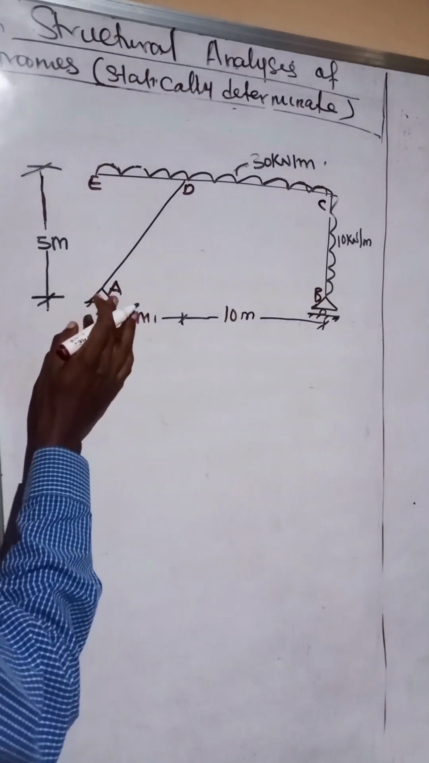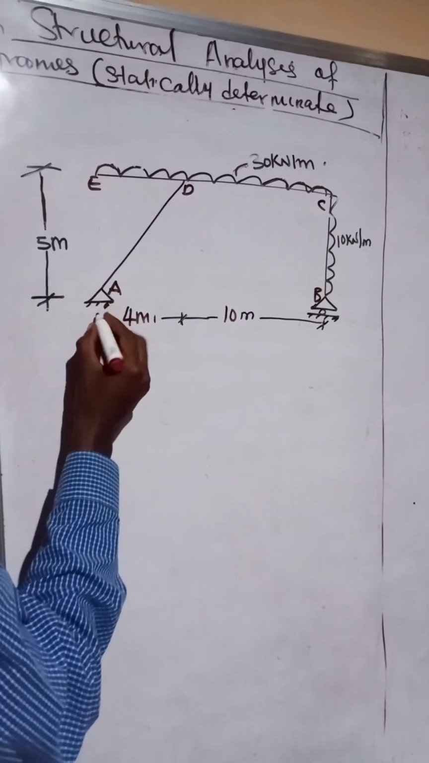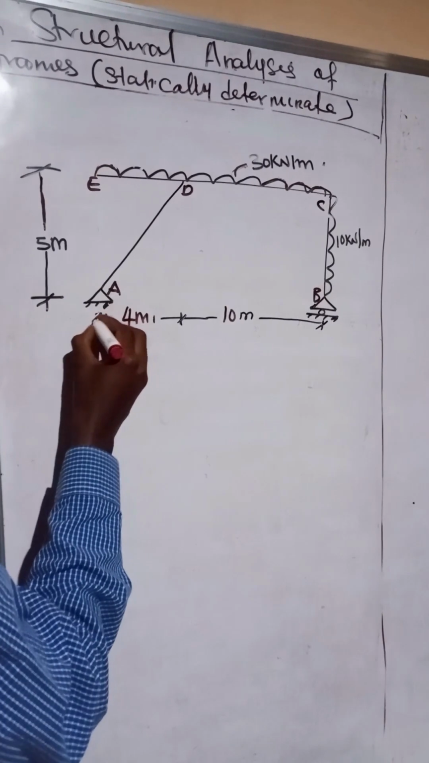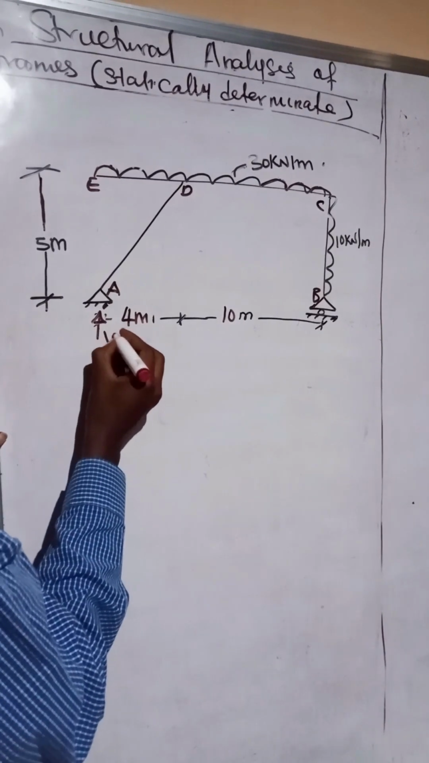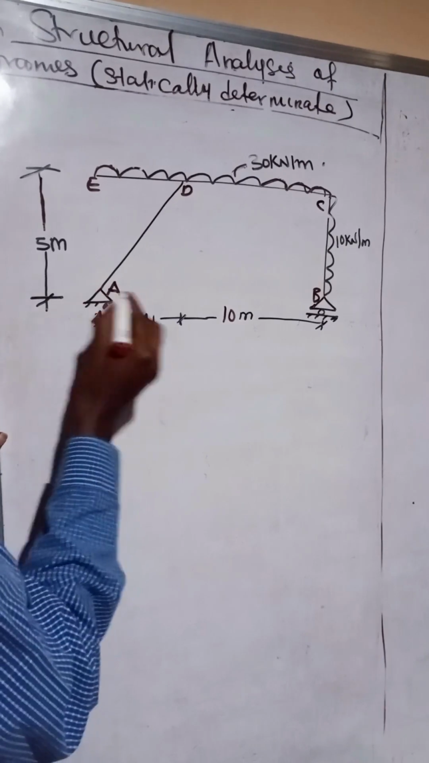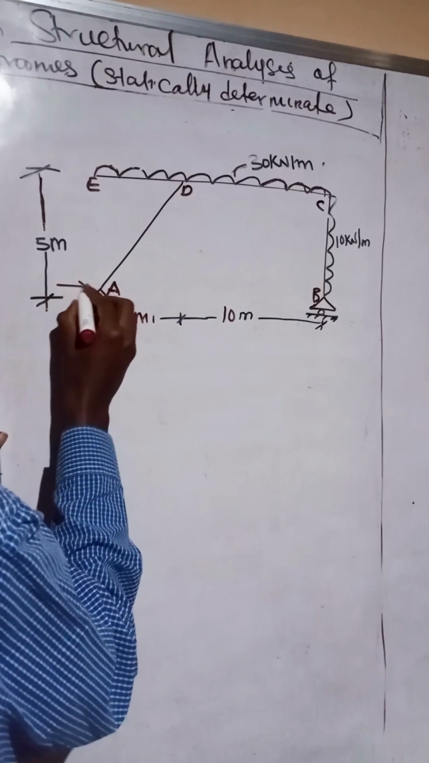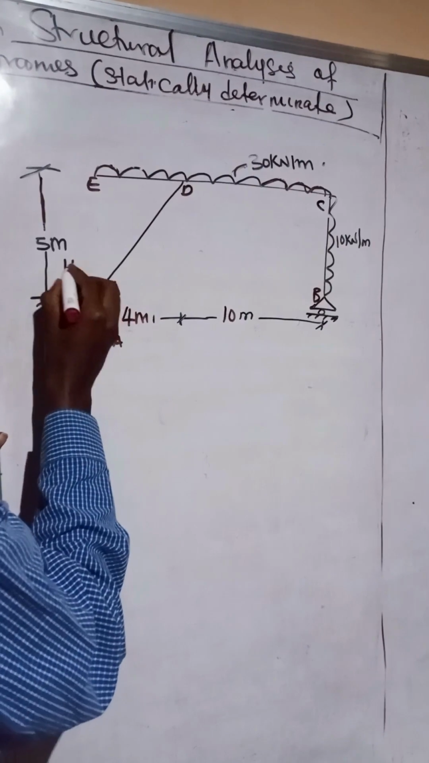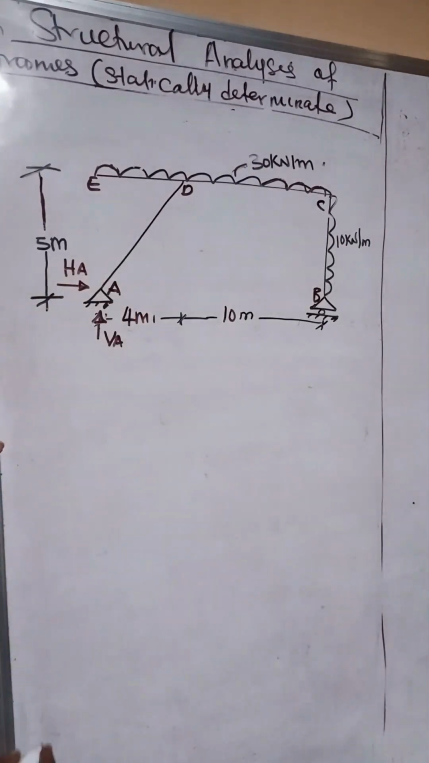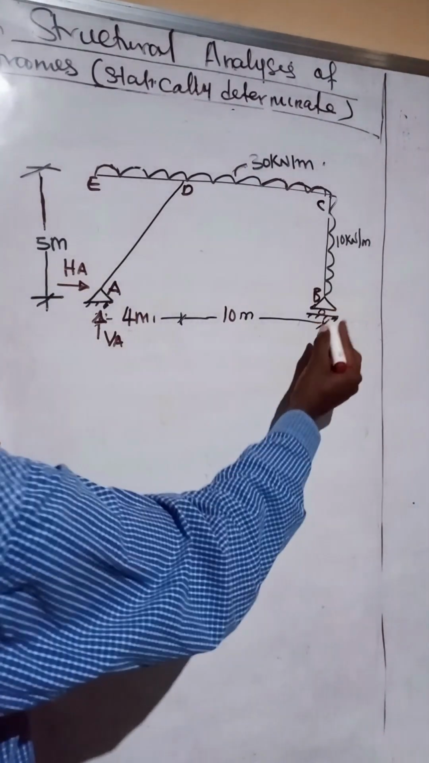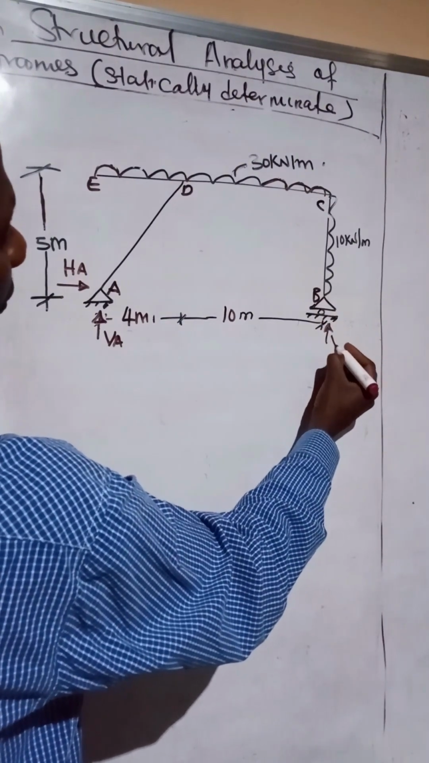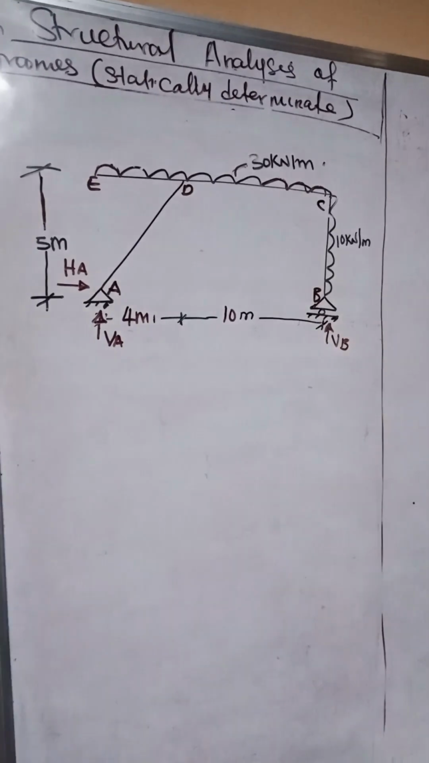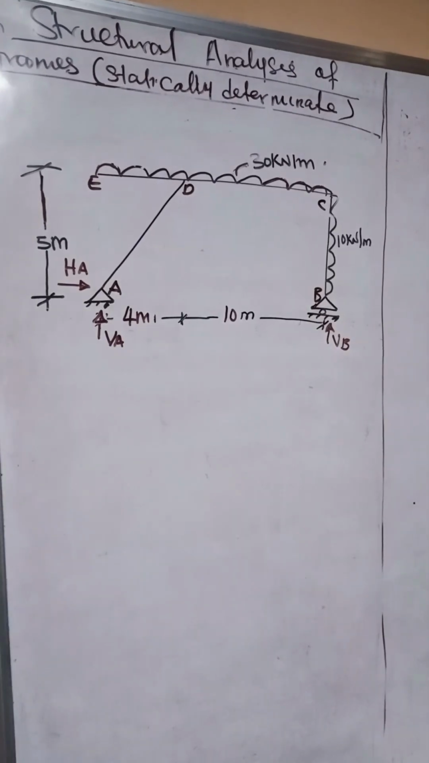Now, of course, we know we have here a pin support. So if this is a pin support, we are going to have a vertical reaction. Let's call it VA. Here we are going to have a horizontal reaction. Let's call it HA. And at this point here, we're just going to have a vertical reaction. Let's call it VB. Now we have done that. So these are the reactions of this support.